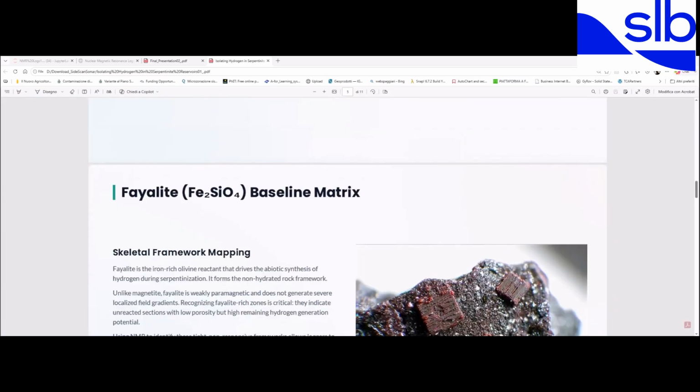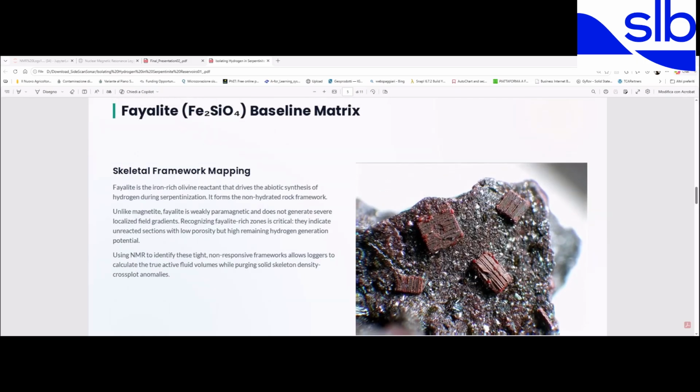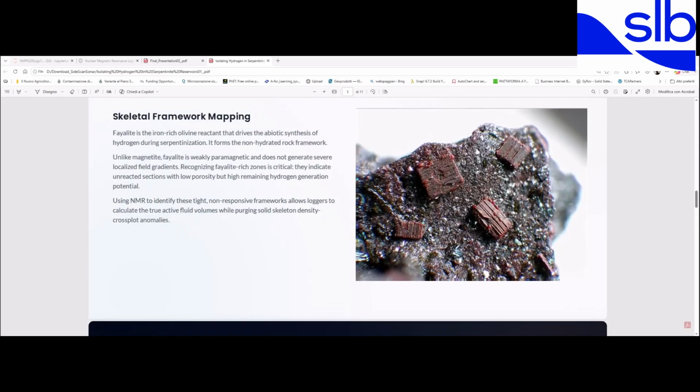Phyllite, so the baseline matrix. Phyllite is the baseline matrix generally in hydrogen production and reservoir hydrogen. This phyllite is an iron-rich aluminum rock that reacted and drove the abiotic synthesis of hydrogen during serpentinization, and there was also an image of Germany phyllite. It forms the non-hydrated rock framework. Unlike magnetite, phyllite is still a weak paramagnetic rock and does not generate self-located field gradients.